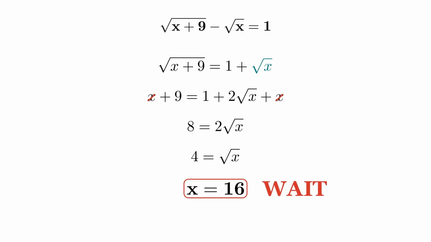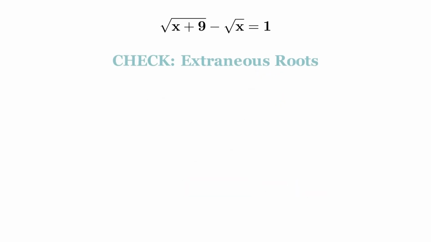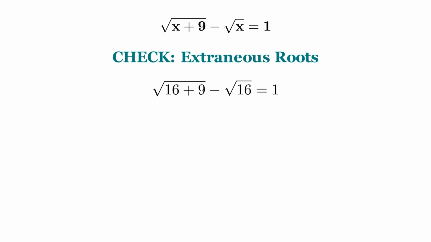Root of 16 plus 9 minus root of 16. That is our expression. Now we do the root of 16 plus 9, that is root of 25, minus 4, which is again 5 minus 4. This equals 1. So it checks out. X equals 16 is genuinely valid here. But on a harder version of this problem, it might not be.